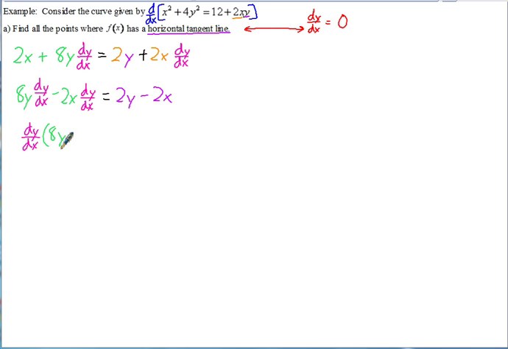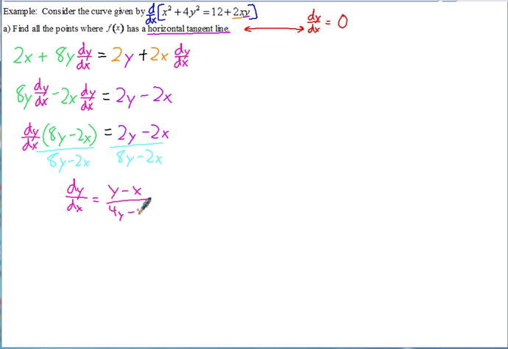Leaves you with 8y minus 2x. And then what you can do to solve for dy/dx is just divide by 8y minus 2x. So then the derivative, dy/dx here. Now you can do a little simplification because you notice you can divide the numerator and denominator by 2. That'll just give you (y minus x) over (4y minus x).